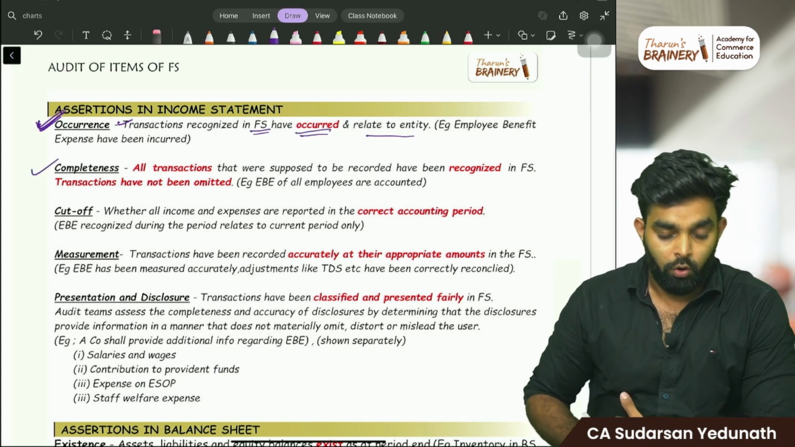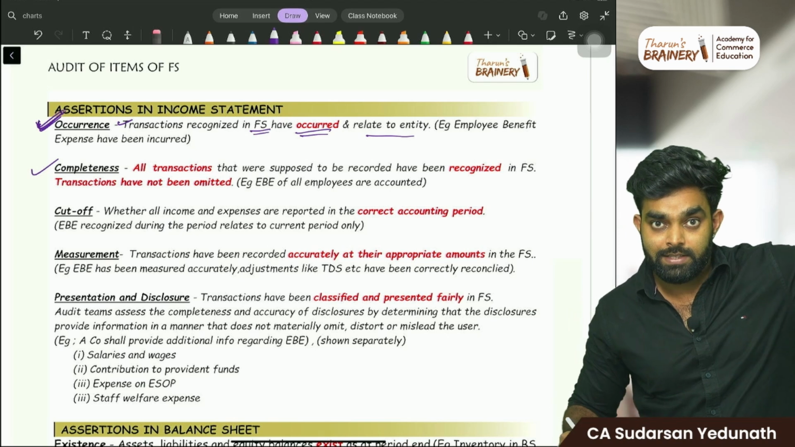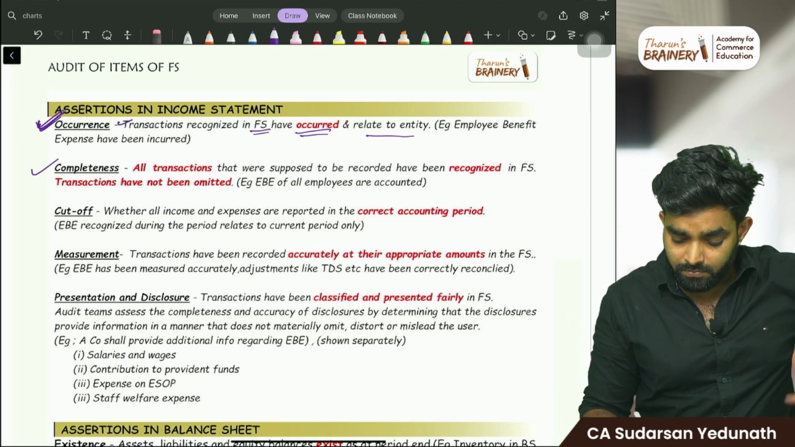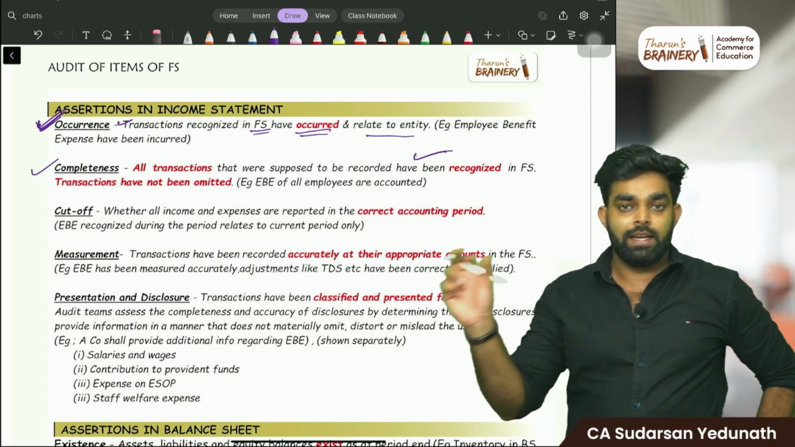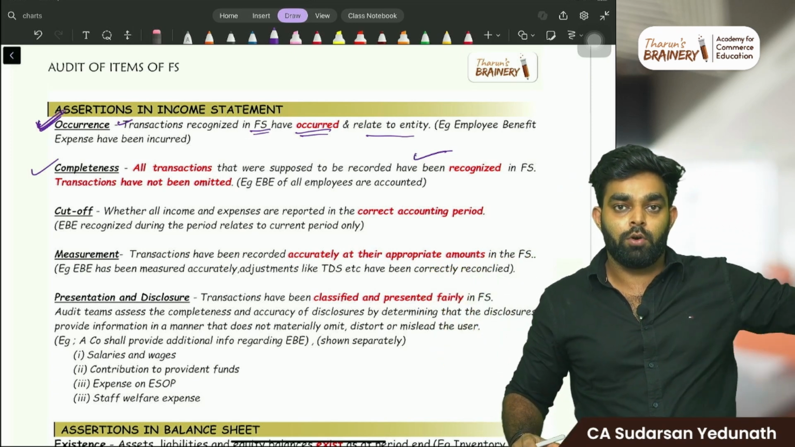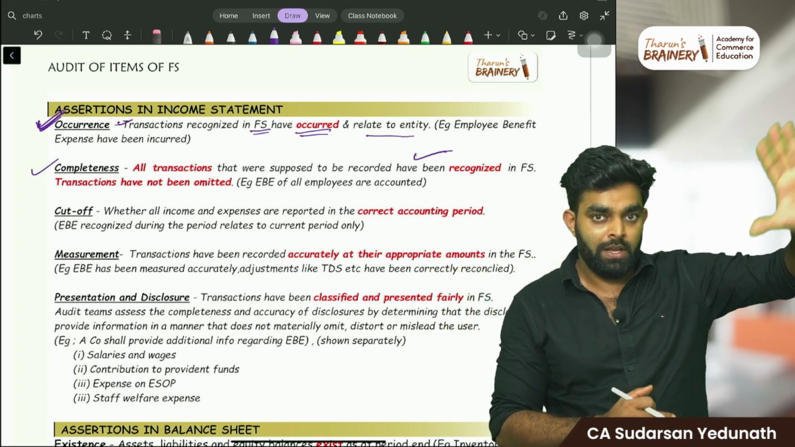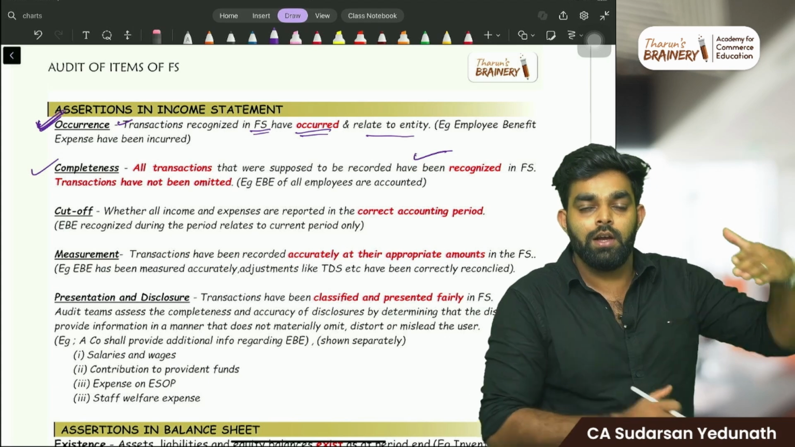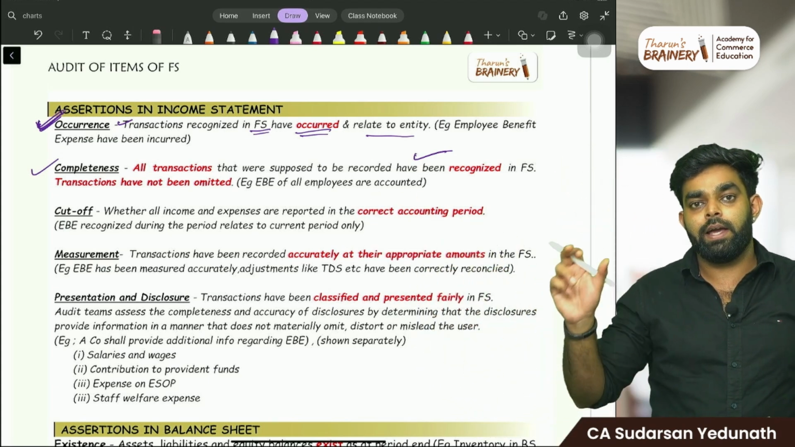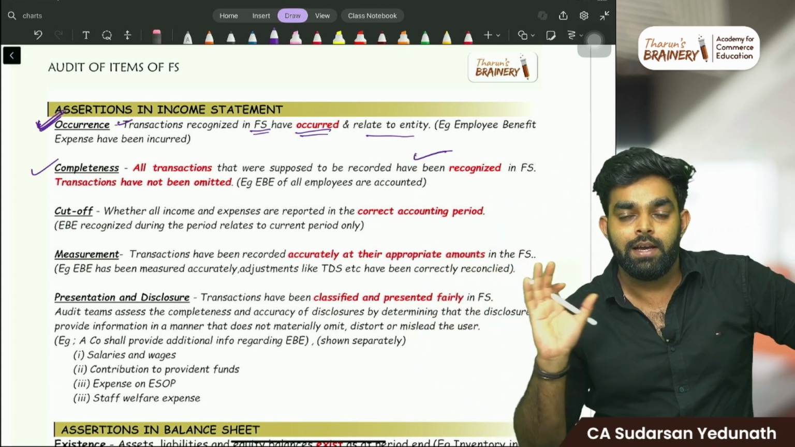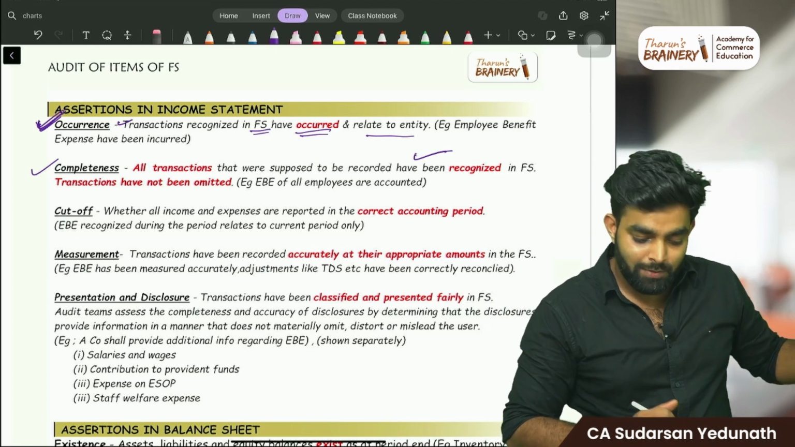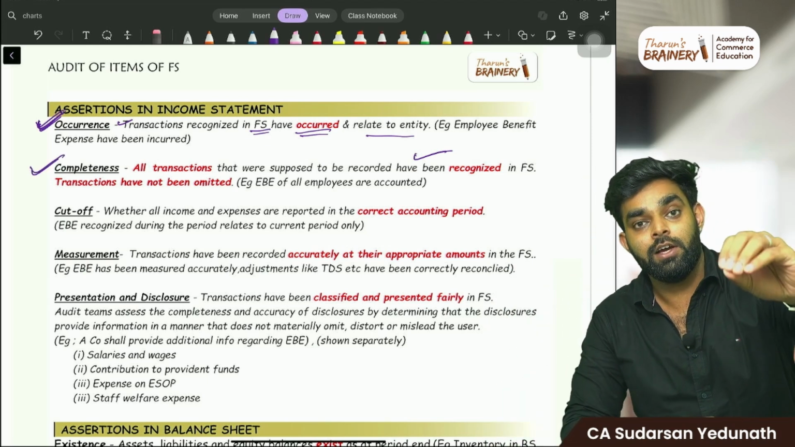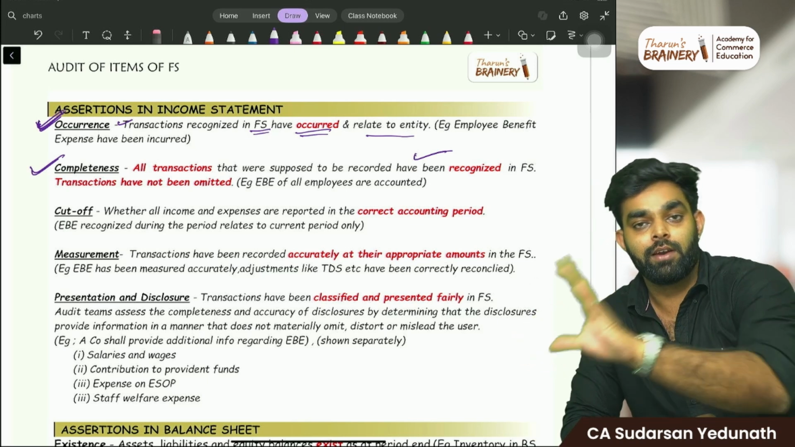Then completeness. All the transactions, all the sales that happened in that year that are supposed to be recognized have been recognized. Sales of 10 lakh means the company had a total of 1000 sales in 1 year. Imagine the company had 1000 sales in 1 year. So in the P&L the figure will be sales equal to 10 lakh. That means management has accounted for all the 1000 sales, right? That is what we call completeness. All the things that should have been recorded have been recorded.